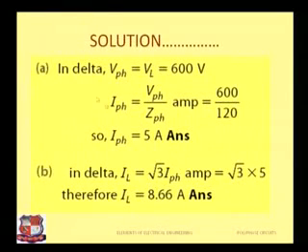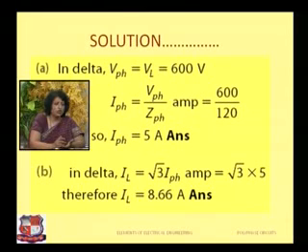We will find out IPH, which is equal to VPH by ZPH. In this case, only resistance or impedance of 120 ohm is directly given. No other calculations are necessary. Simply put 600 volts by 120 ohms and you will get IPH equal to 5 ampere. But this is in delta. So for delta connection, IL is √3 times IPH, or IPH is IL by √3. So in delta, IL is √3 into IPH. So √3 into 5 will give me 8.66 amperes.